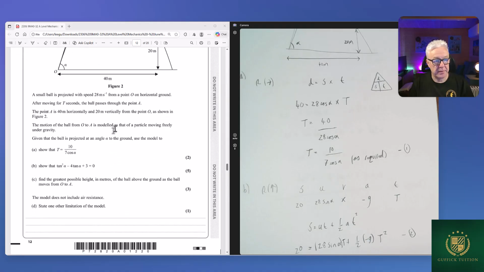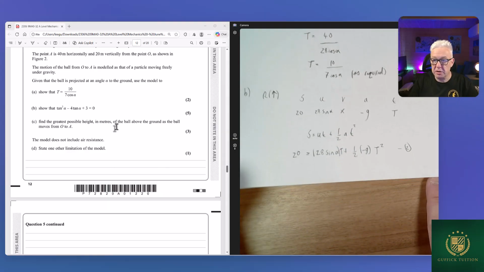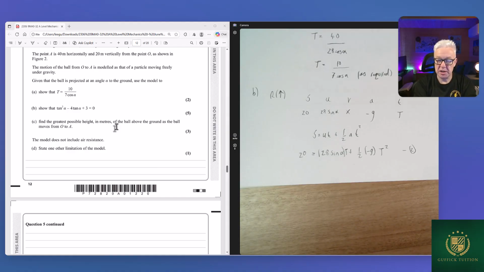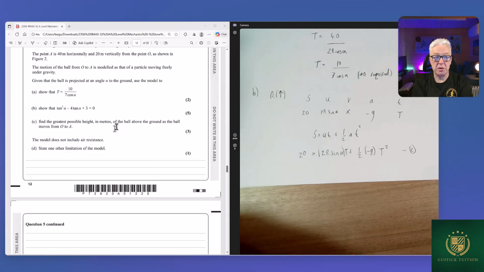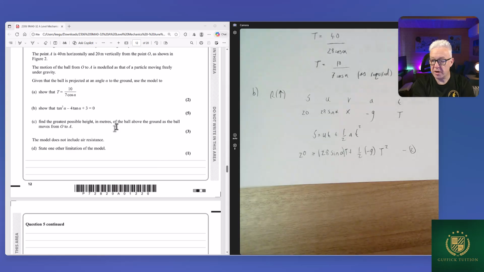Quite nice there. Okay, part B, show that tan squared alpha minus 4 tan alpha plus 3 equals 0, and it's 5 marks. So again, we've resolved horizontally. All we can do now is resolve vertically because that's the only thing we've got available to do. When we resolve vertically, we're going to be thinking about a suvat, because we have a constant acceleration, the acceleration due to gravity. But remember, when you resolve up, gravity is working against you, so you treat gravity as being negative. So it's going to be minus g.